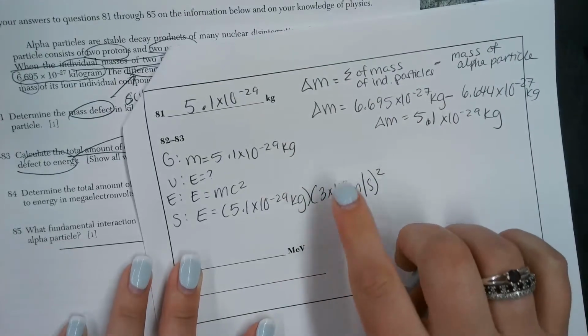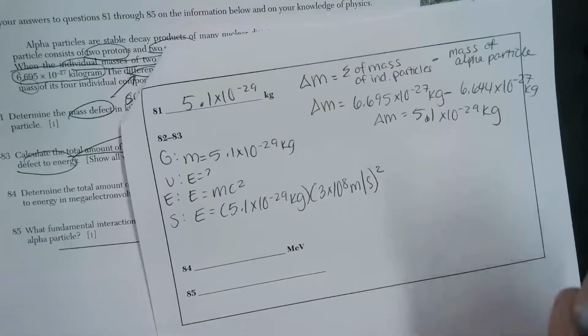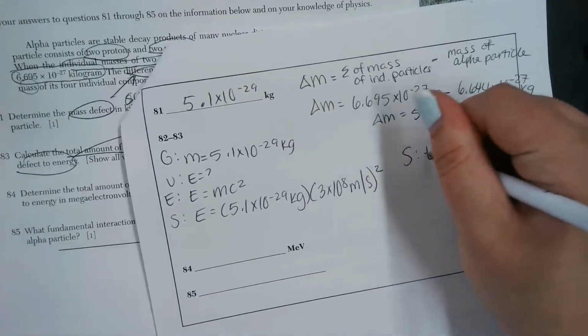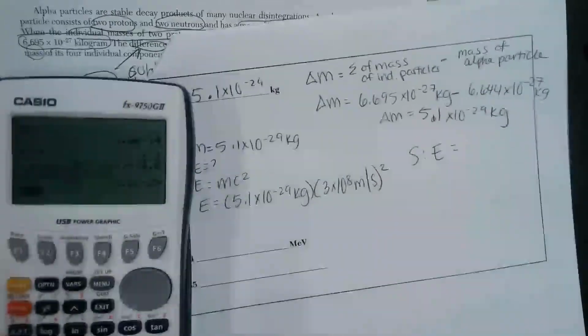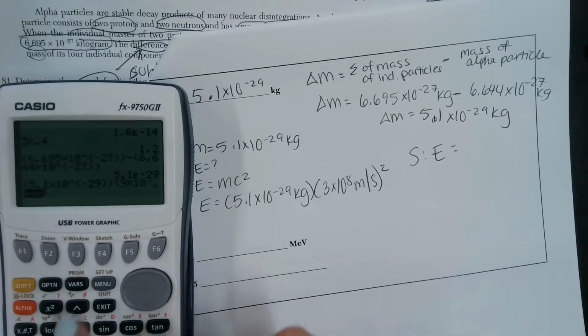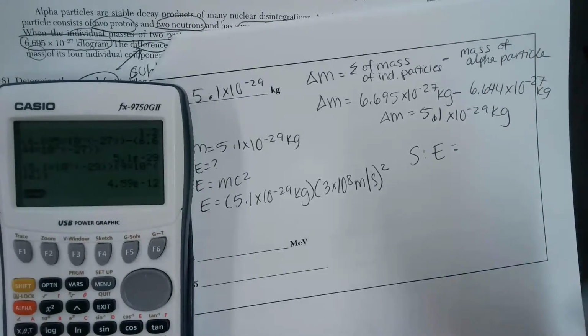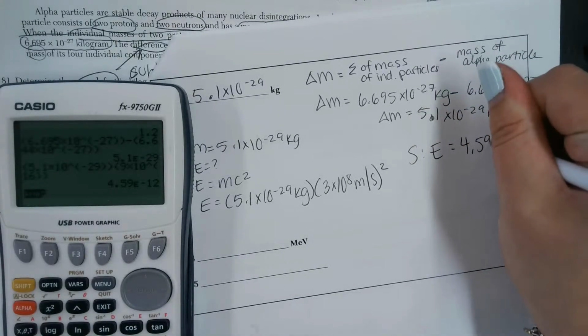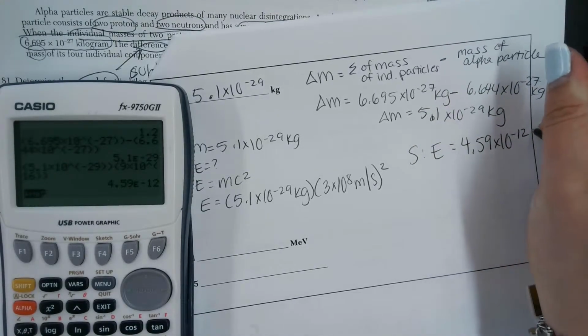This is going to be 9 times 10 to the 16 if you don't want to plug it into your calculator with the square, just in case you forget. So we're going to do 5.1 times 10 to the negative 29 times 9 times 10 to the 16th. Again, the reason why I'm doing 9 times 10 to the 16th is because I don't want to do 3 times 10 to the 8 squared. Okay, and I get 4.59 times 10 to the negative 12 joules.